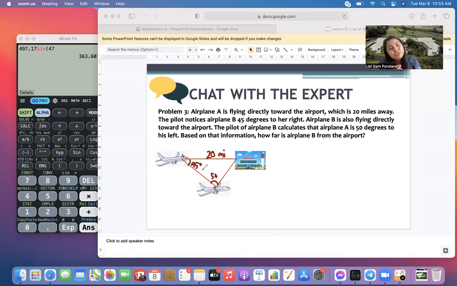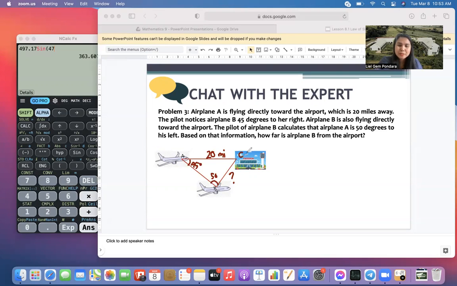Now, why is it important for us to calculate things like this? You know what? In aviation, you see there are many planes on top. So they need to fly at a certain altitude, a certain height, and they need to descend at a certain angle so that even if the gap of their landing will just be minutes, they will not collide with each other because they are flying at different heights and in different speeds also, and in different angles. So we are asking, how far is airplane B from the airport?